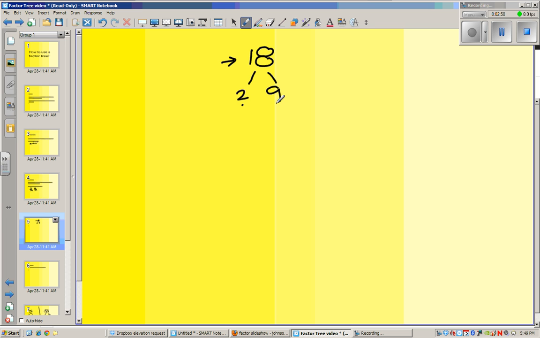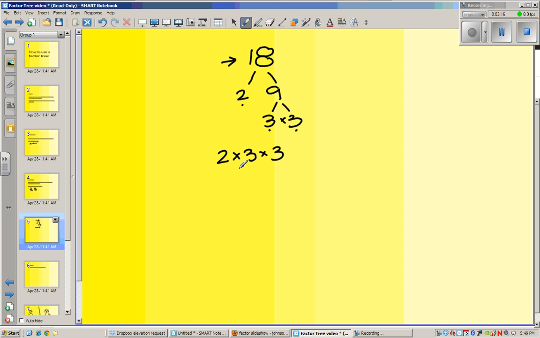But 9, I can break that down. I can break it down into 3 times 3. So here I have my prime number 2, I have my prime number 3, got to stop there, and another prime number 3, got to stop there. Here's where I'm going to write out my factor string. This is what it looks like: 2 times 3 times 3. Just these numbers that we ended with, 2, 3, and 3.